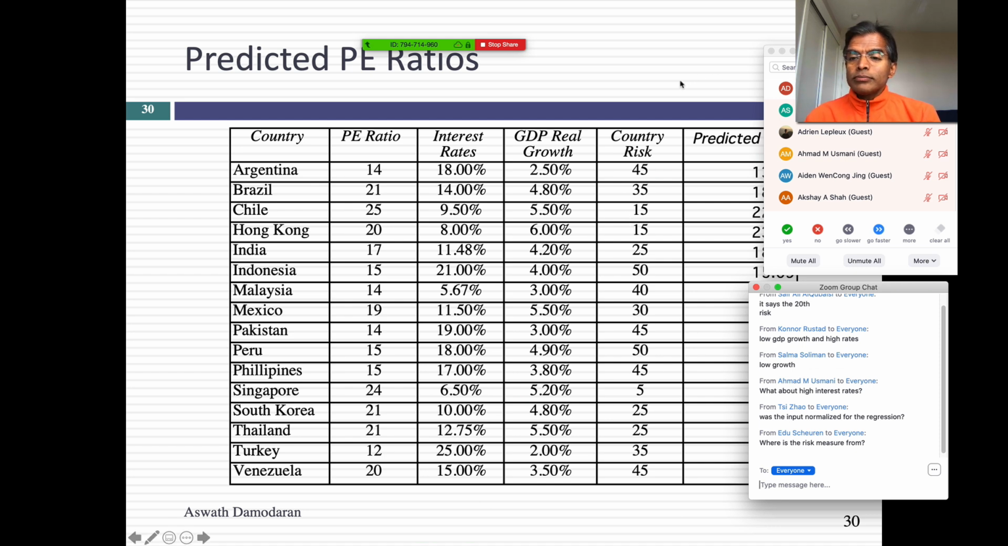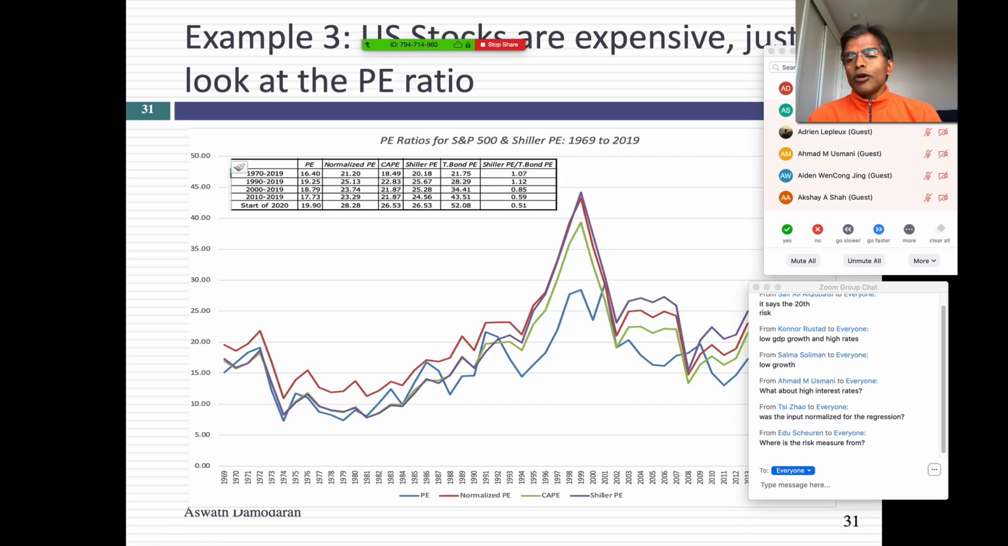So no questions? So let's move on to a third example. One, the S&P 500 is the most tracked and followed index in the world. And there are market strategies.